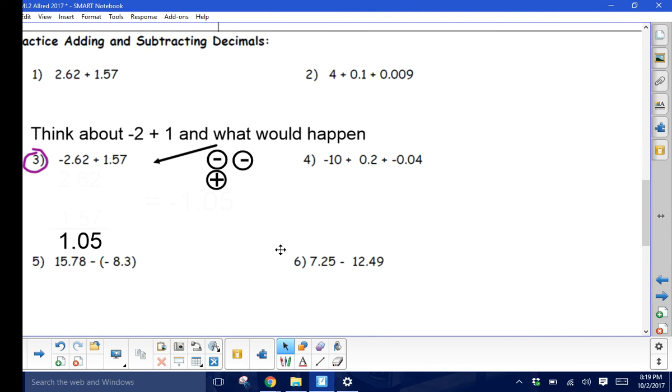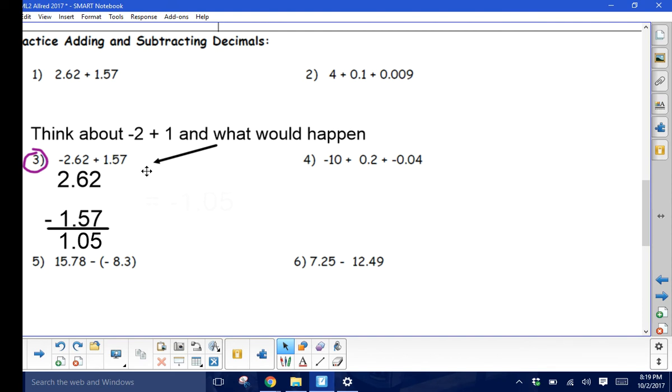So how could we rewrite negative 2.62 plus 1.57? Okay, I think that I should figure out what you think. Tell Edpuzzle what you think. I think we could take 2.62 and subtract 1.57 from it, okay? And that might tell us the difference between their absolute values. If we subtract those two things from each other, we get 1.05.